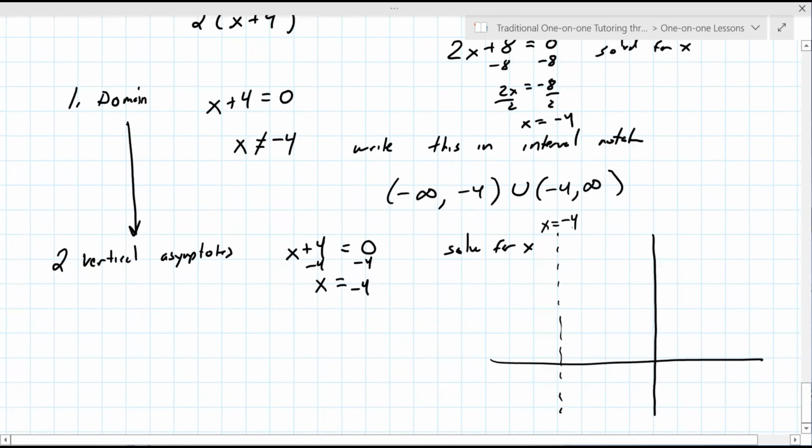Is the vertical asymptote always the same as the number you get for the domain? Yes. Okay. Well, for the most part, there could be a hole. I mean, we'll get to that, probably in another lesson. Okay, what did we do third? What was our third thing that we found for these graphs?